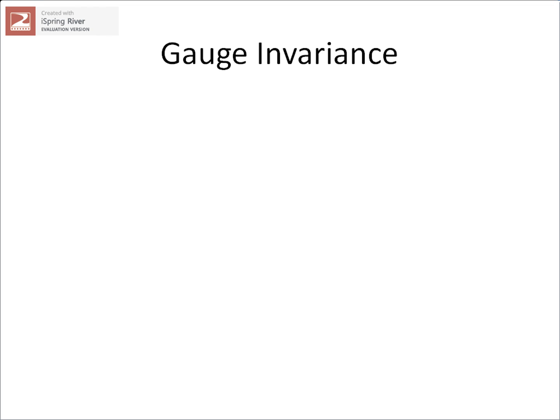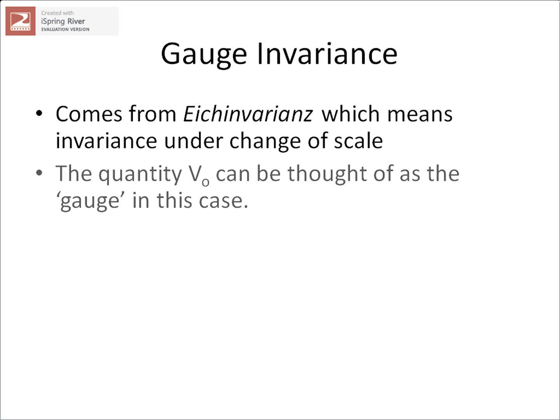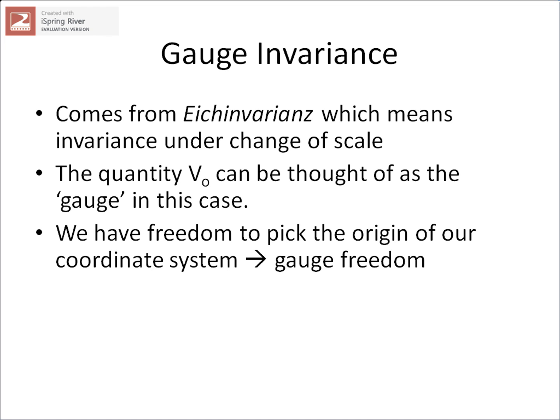Hermann Weyl was the first to introduce the term gauge invariance into English. It comes from the German term Eichinvarianz, or invariance under the change of scale. You can think of the quantity V0 as our gauge in this case. We have the freedom of selecting the origin of our coordinate system. This is known as gauge freedom.